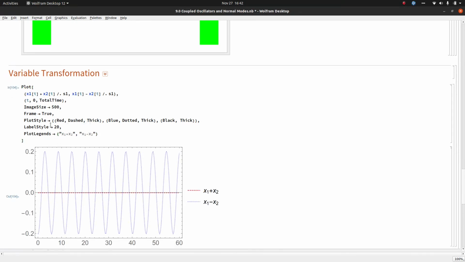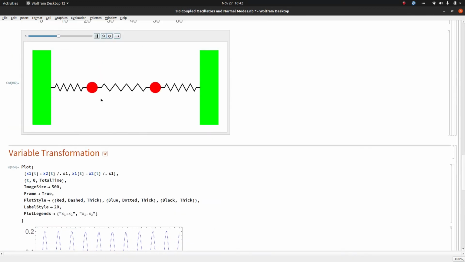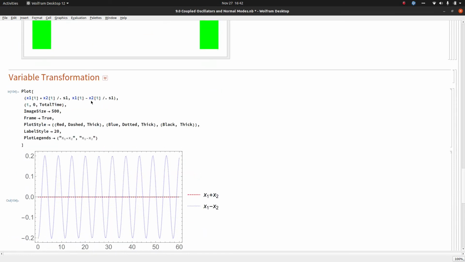And you can see that the out of phase system, which is what we have here, when the mass on the right is moving to the right, the mass on the left is moving to the left, and vice versa. You can see that in this mode, x1 plus x2 doesn't get any motion, but x1 minus x2 oscillates in simple harmonic motion.